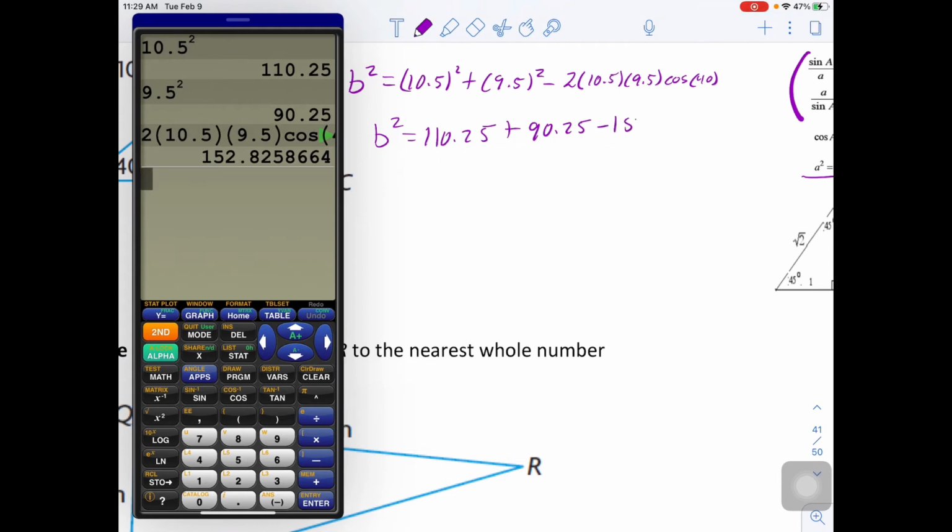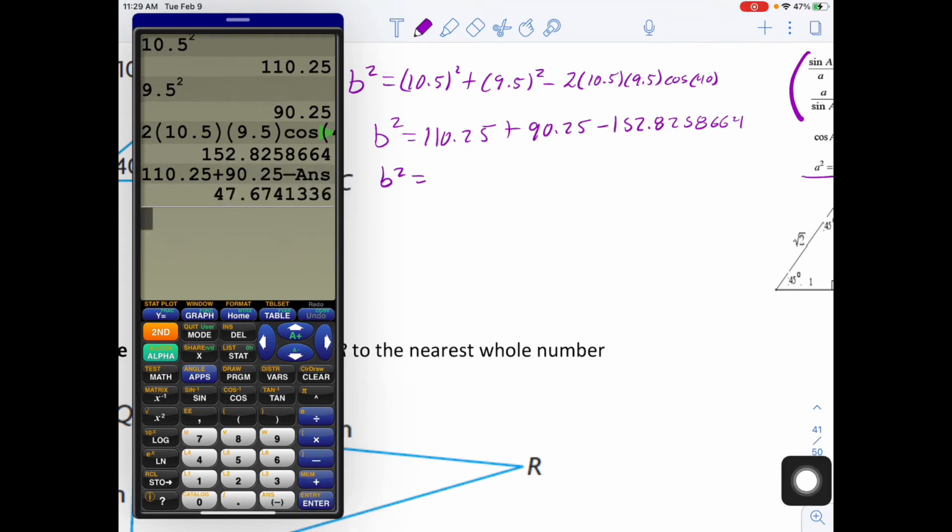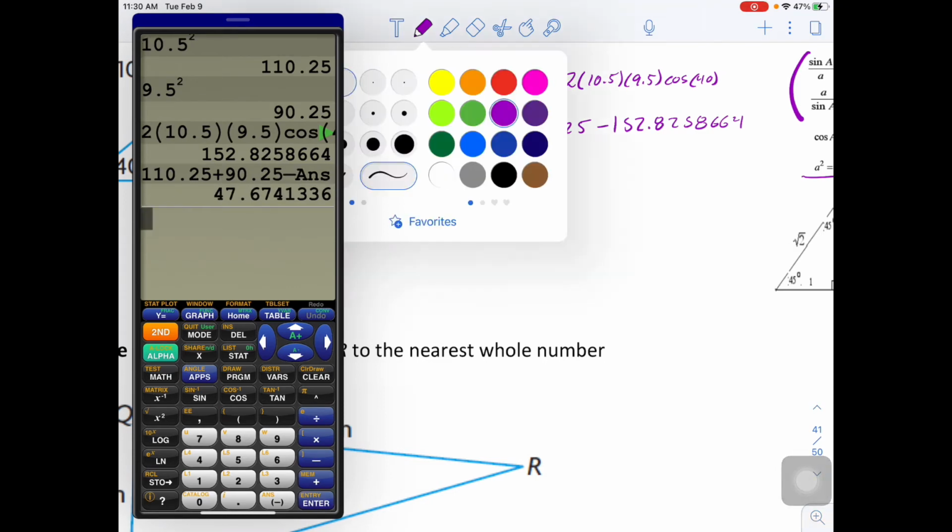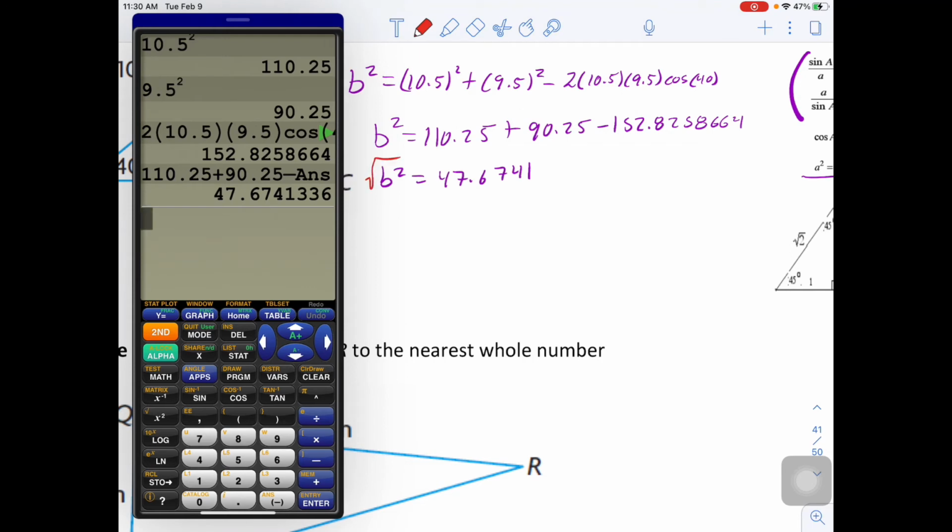So that gives me 152.8258664. And now I'm going to add up all of these values. So 110.25 plus 90.25 minus, I'm going to press second answer. And remember, when you press ans, that's the previous solution. So that's going to give me 47.6741. And from here, I'm going to square root.